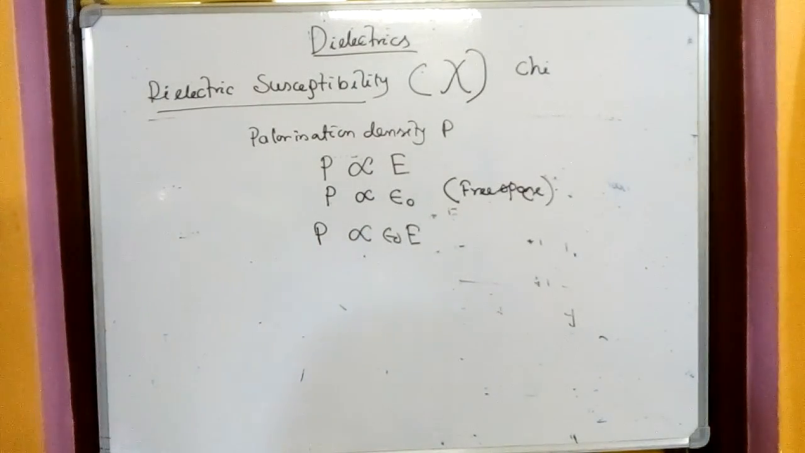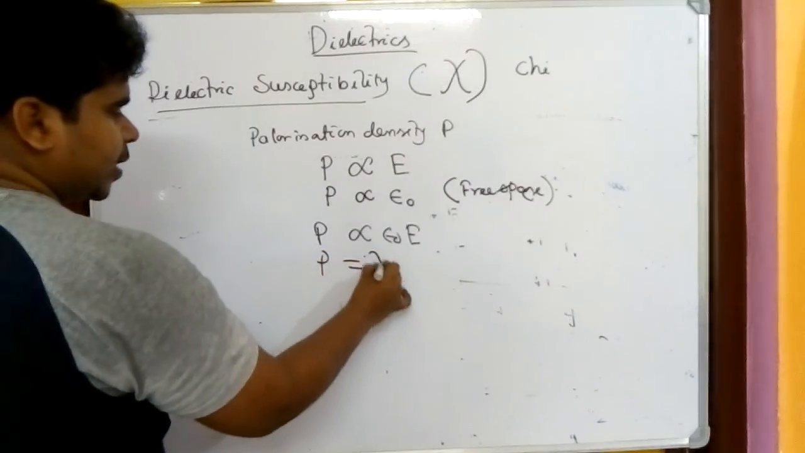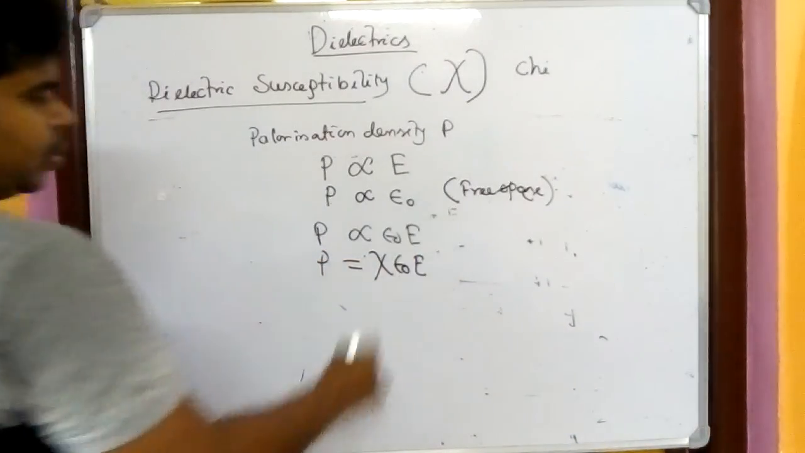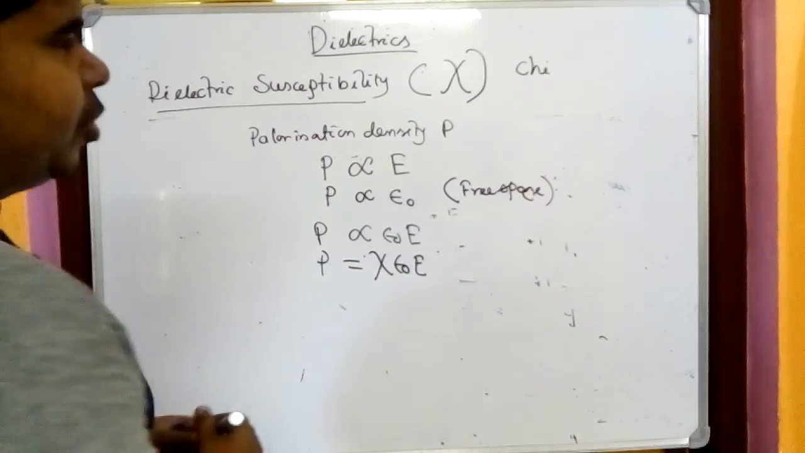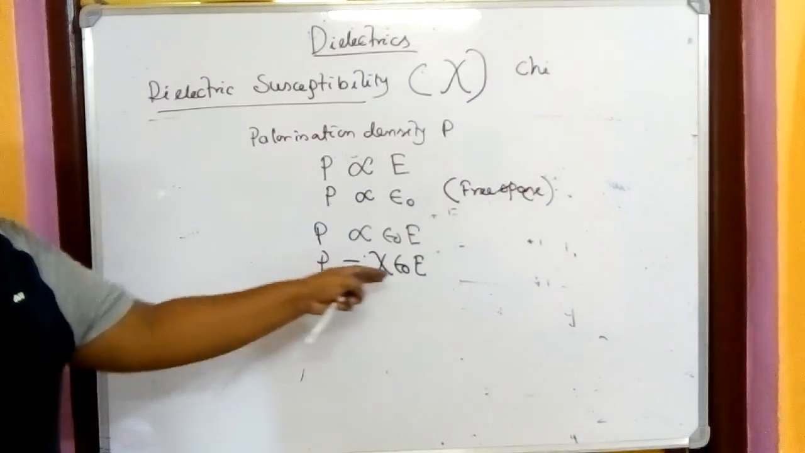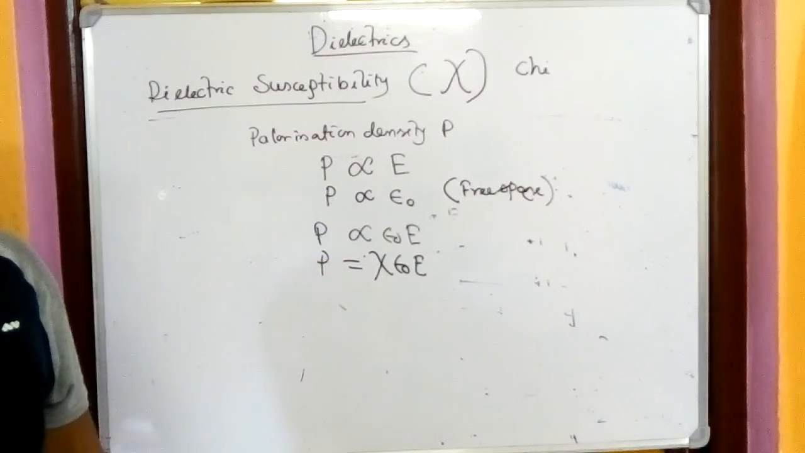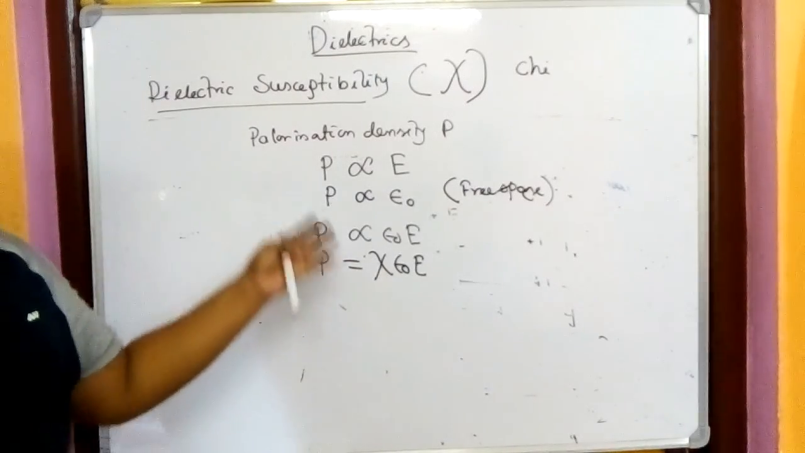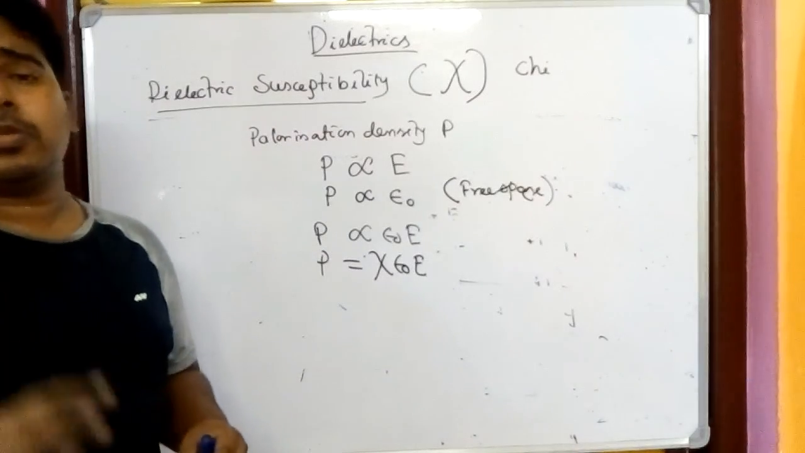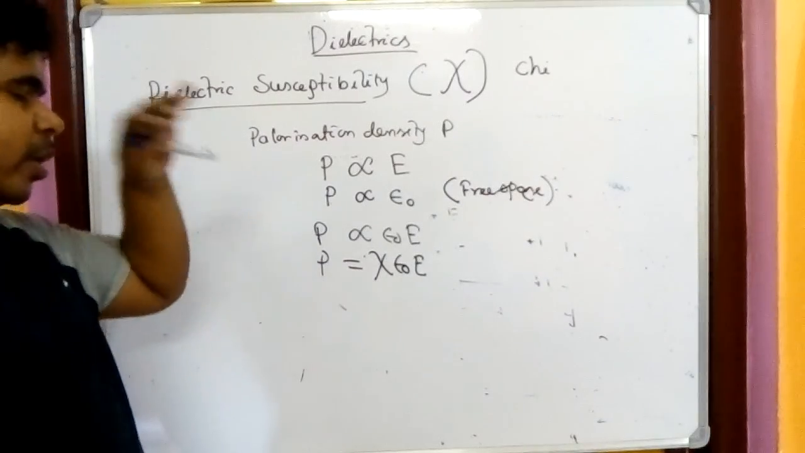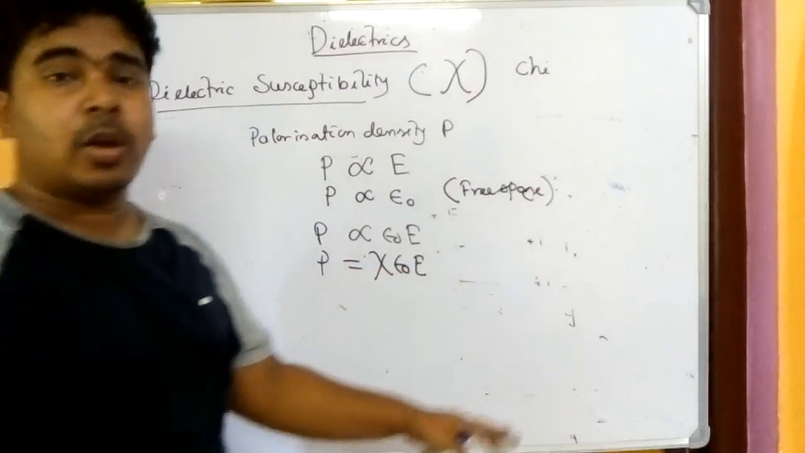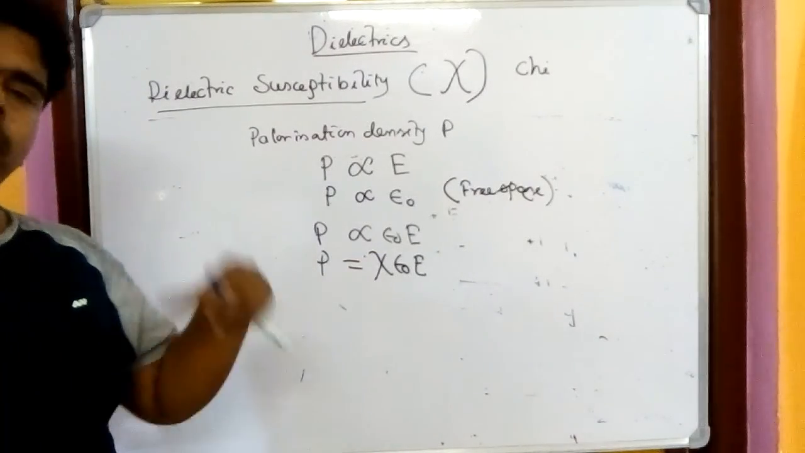So we need a constant. What constant do we take here? That is chi. P equals chi epsilon naught into E. That is the measurement of polarization density. This relation does not come directly from calculation; it comes mainly experimentally. So don't panic about where it has come from. You have to remember that P equals chi epsilon naught E. Later you will get it in magnetic substances.